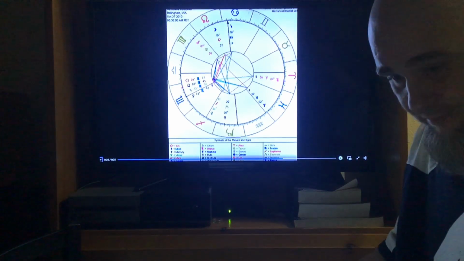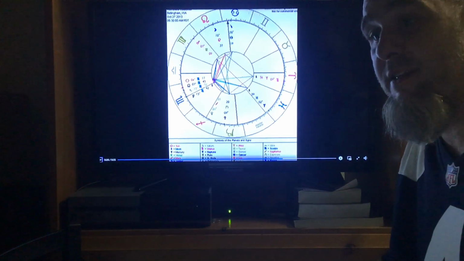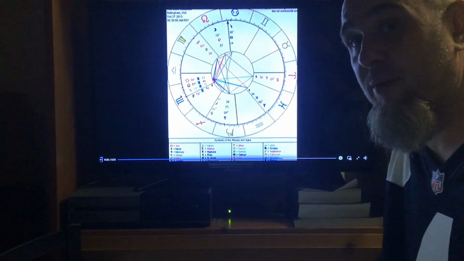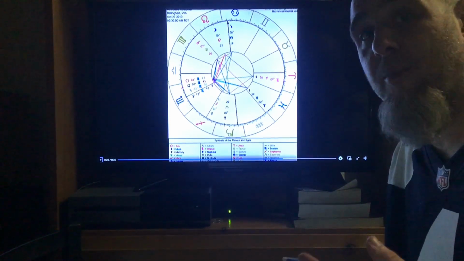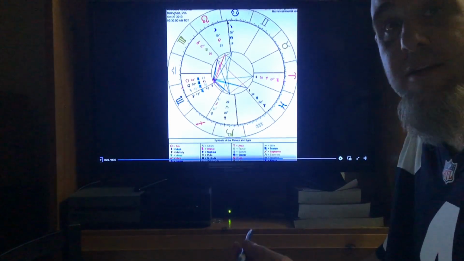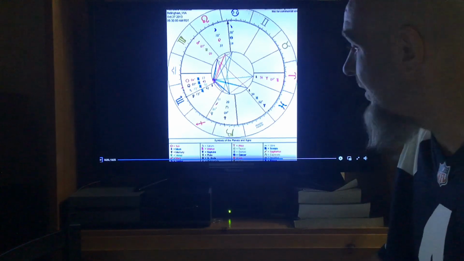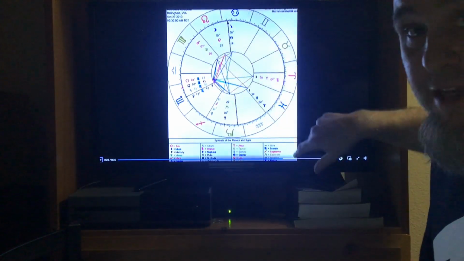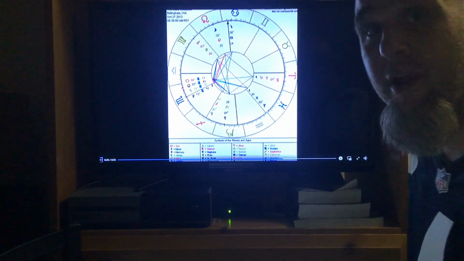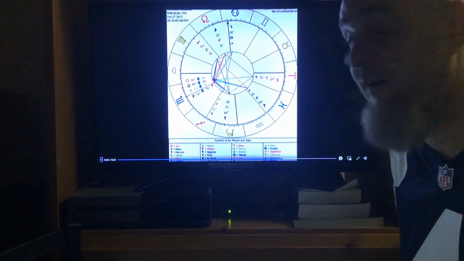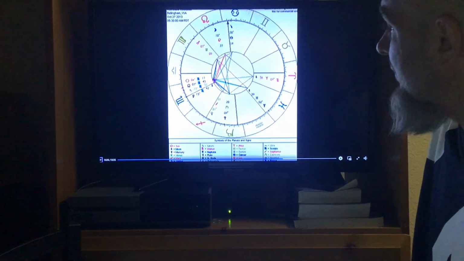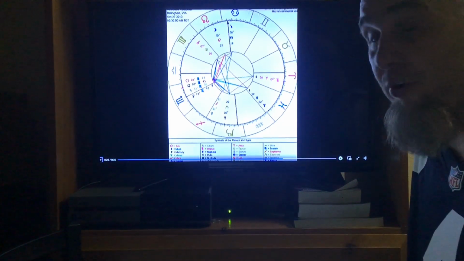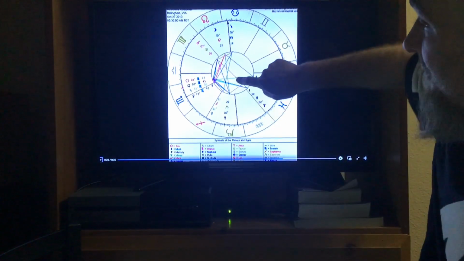Now, in order to interpret one of these things, you're going to have to go get a book. You're going to need a book that'll teach you the signs, the symbols, and the planets. I didn't need a book. I got this right here. It taught me the signs and the symbols, and I already knew the planets because I learned those in the 2nd grade. Now, what you do need to get a book for are these lines right here.